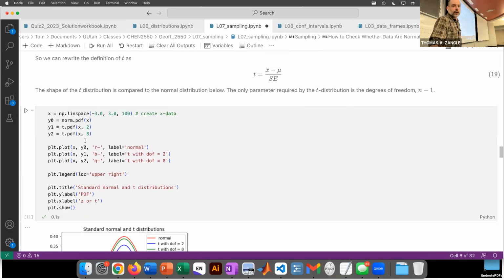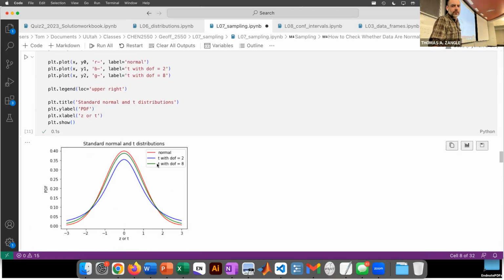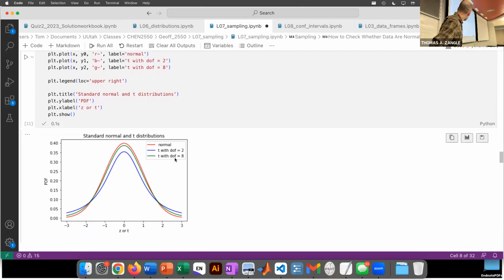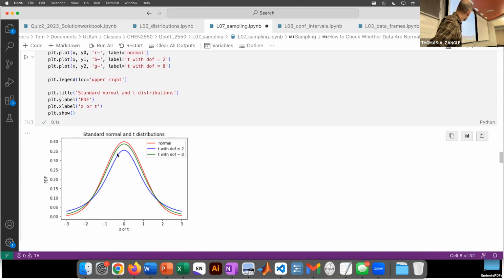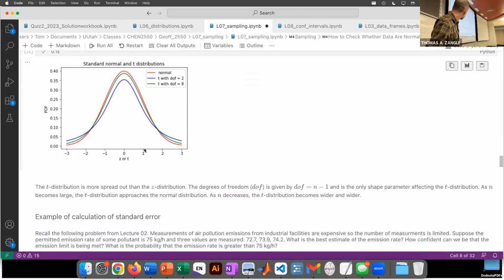And when we plot our t distribution for varying numbers of degrees of freedom, we can see that with a low number of degrees of freedom, a small number of samples, we get this blue curve, and it tends towards the normal distribution. So this t distribution is more spread out than the normal distribution, but it tends towards the normal distribution as our sample size becomes larger. So it approaches the normal distribution, which was the result of our central limit theorem.